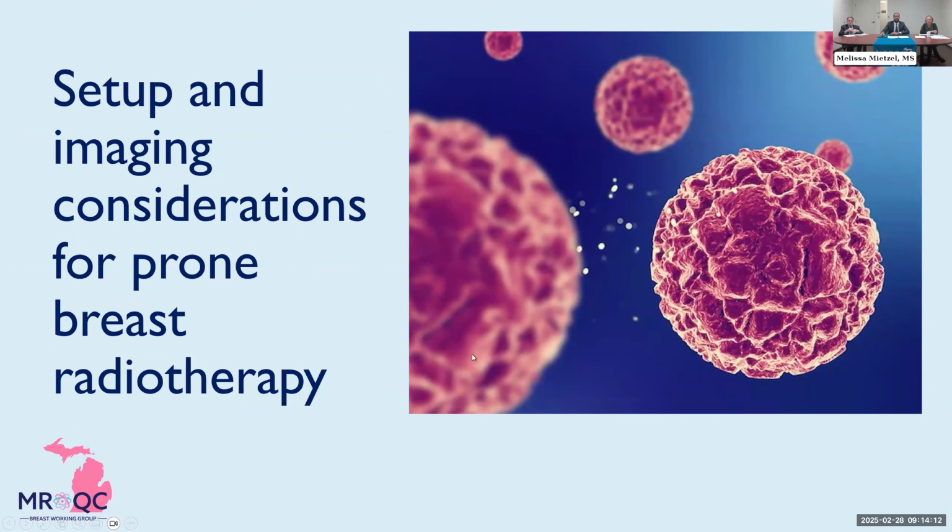So we're going to be transitioning over to some setup and imaging considerations for prone breast radiotherapy. And going forward, the rest of the discussion will be focused solely on prone.